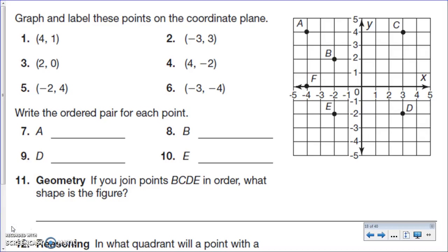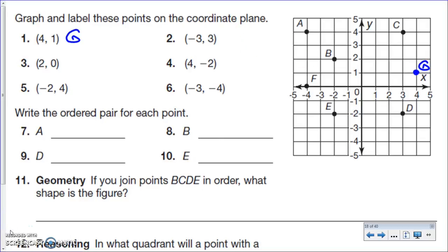Graph and label these points on the coordinate plane. If we look at the coordinate plane to our right, they've already graphed and labeled points A, B, C, D, E, and F. So our first point is going to be labeled G. For number 1, we have (4, 1). We know the first number tells us where to go on the x-axis. So we go over to 4 on the x-axis, and then we go up to 1 on the y-axis, and we put our dot right there. And then we're going to label that point G.